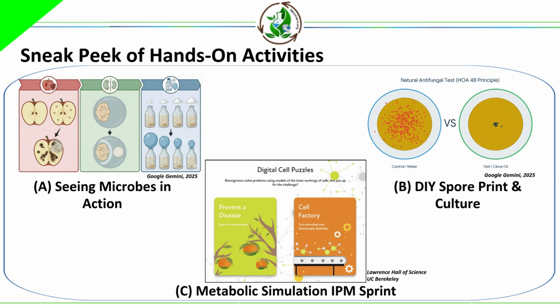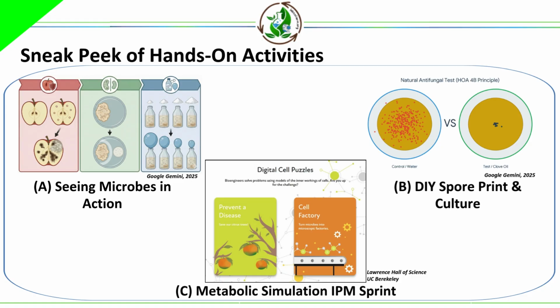Here's a quick preview of the 3 hands-on activities you'll do in this module. First, you'll run a multi-day IPM mini lab using yeast, apple discs, and a simple balloon assay to test cultural, biological, and chemical control strategies. Then use your data to design a small IPM plan of your own.